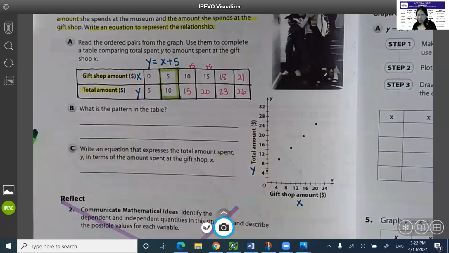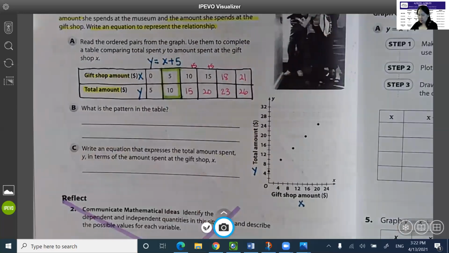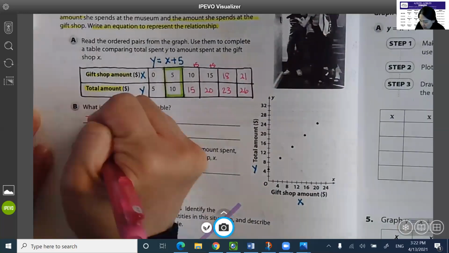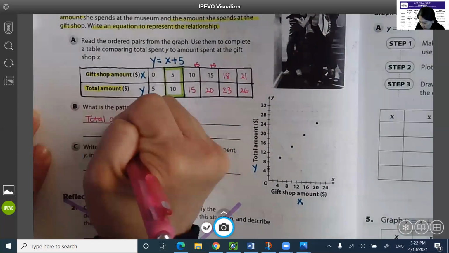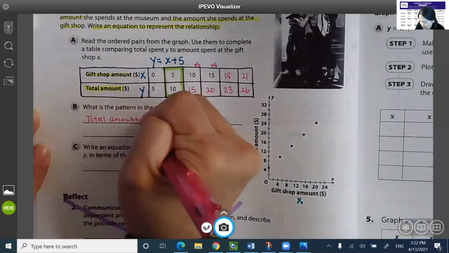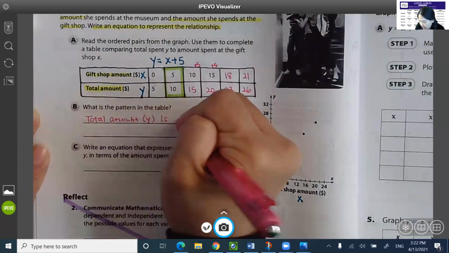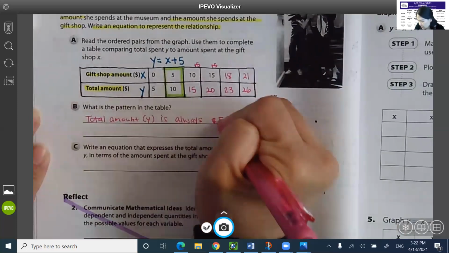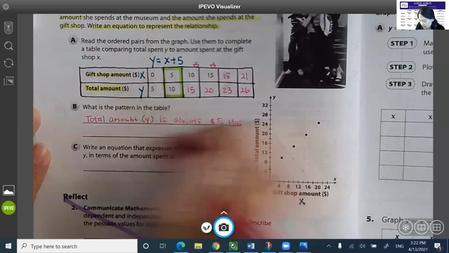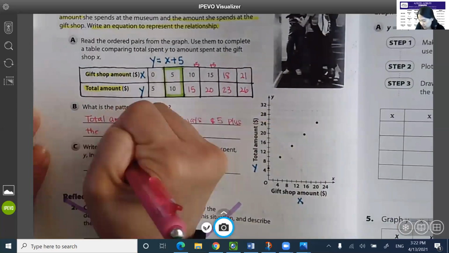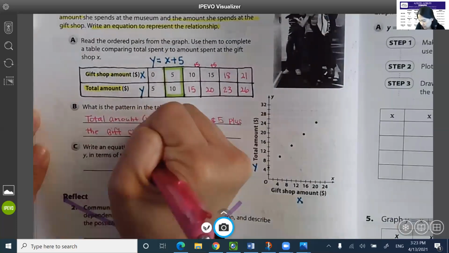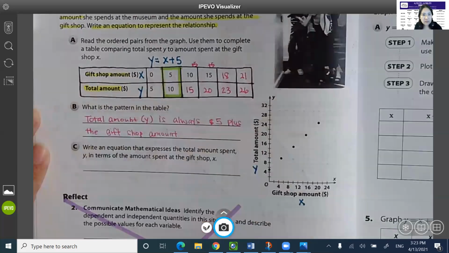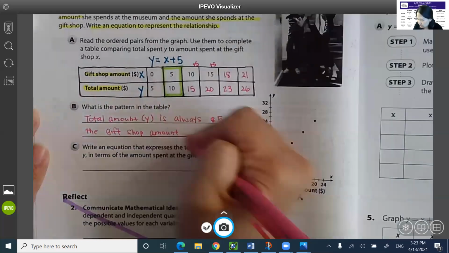Okay, so what is the pattern here? The pattern is the total amount, which is the Y, is always $5 plus the gift shop amount. Or the gift shop amount plus 5. Doesn't matter which order, okay?